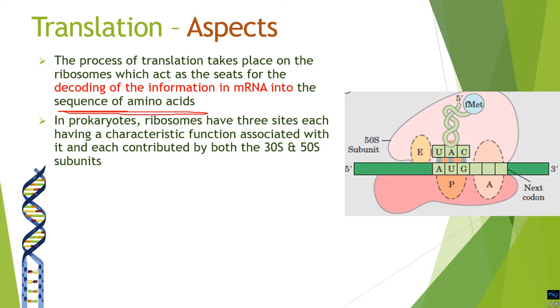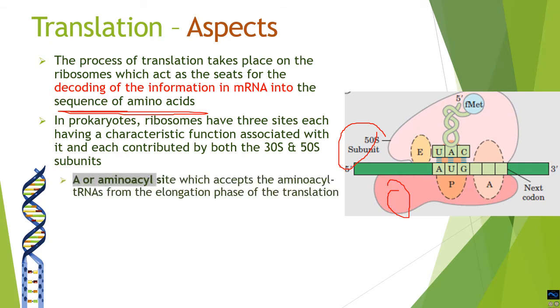All these three sites are the function of the two different subunits of the prokaryotes, the 50S subunit as well as the 30S subunit. And the three sites present in the prokaryotes are characterized as the A site, which is the amino acid site, then the P site, and then the E site. The A site, or amino acid site, is the one which accepts the aminoacyl tRNAs, the tRNAs charged with amino acids, during the elongation phase.